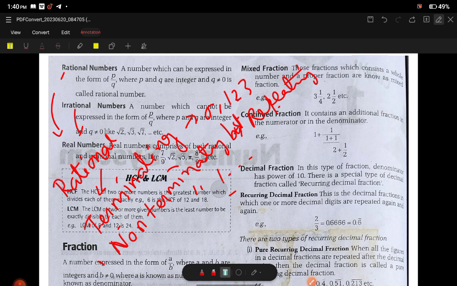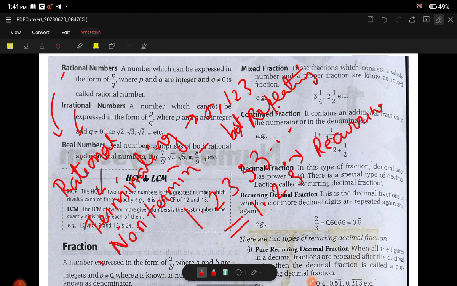Example I'm giving you. Non-terminating means the digits after the decimal will not be terminated, rather the digits will be repeated. For example, you see this 1.2333, where 3 is repeating. So we will write this as 1.23 with a dot on the digit 3. This dot is called a recurring decimal. Just like reoccurring, it is known as recurring decimal.